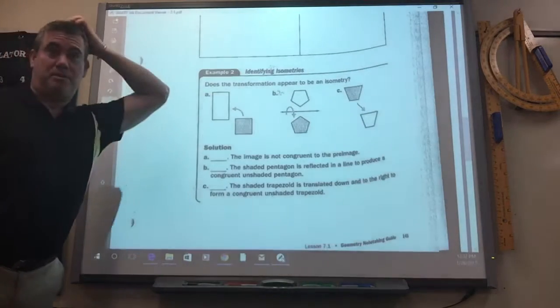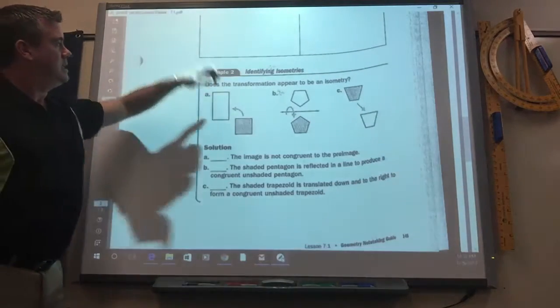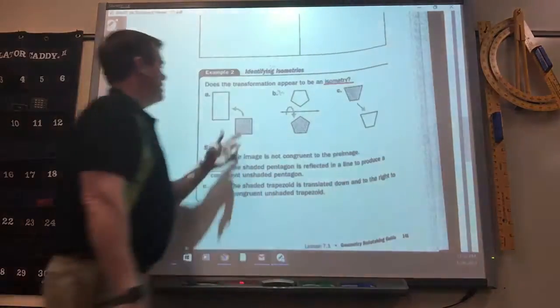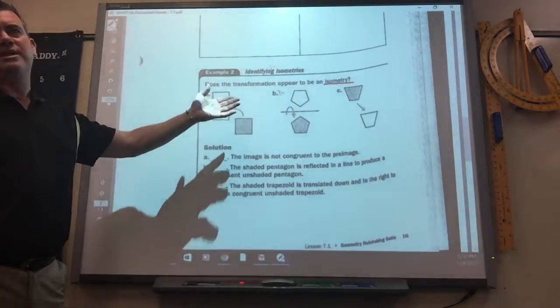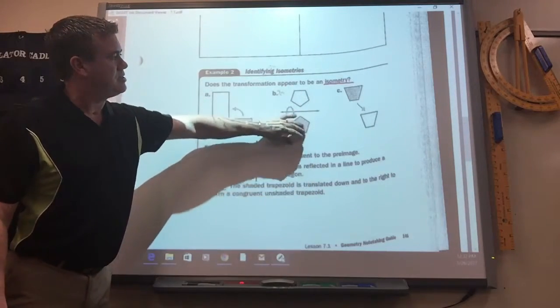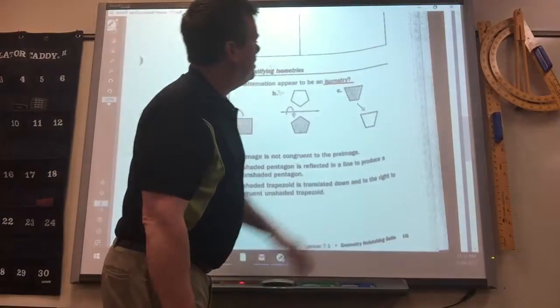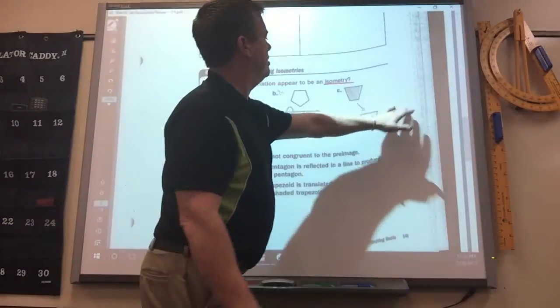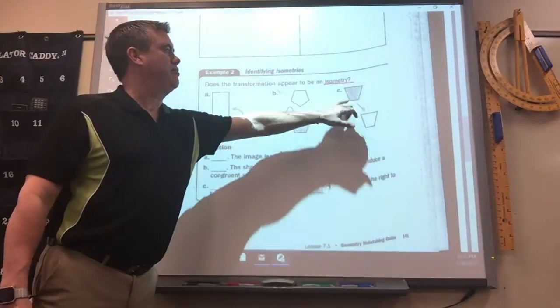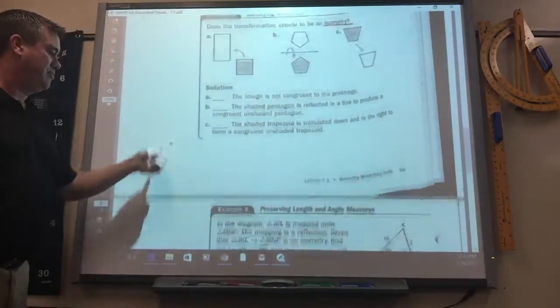Okay, these are simple. Yes or no? Does this appear to be an isometry? No. Isometry means same size and shape. Does this one? Yes. It's been reflected, it stays the same. This one? Yes. It's supposed to be. It's just the paper got a little curved there. It looks smaller because it's curved, but it is supposed to be the same.